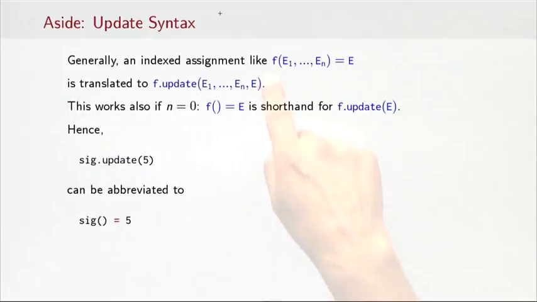Generally, an indexed assignment like f(e1, ..., en) = e is translated by the Scala compiler to f.update(e1, ..., en, e). And that works not just for arrays, but for all types that define an update method of the right arity. And that also works if n equals 0, so if there are no indices, that means that the call f() = e is a shorthand for f.update(e). So since we have such an update method on Signal, it means that sig.update(5), a call like that, can be abbreviated to simply sig() = 5.